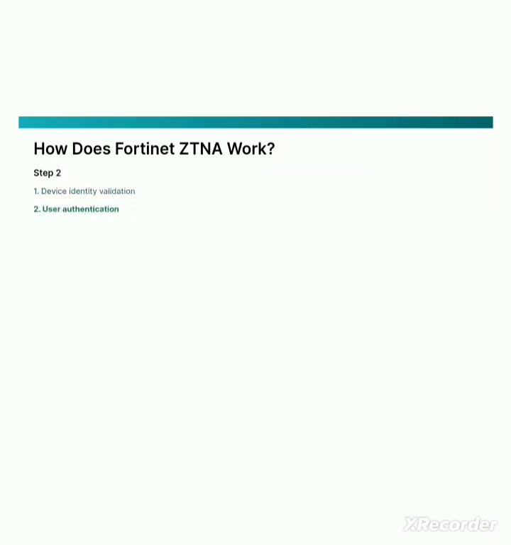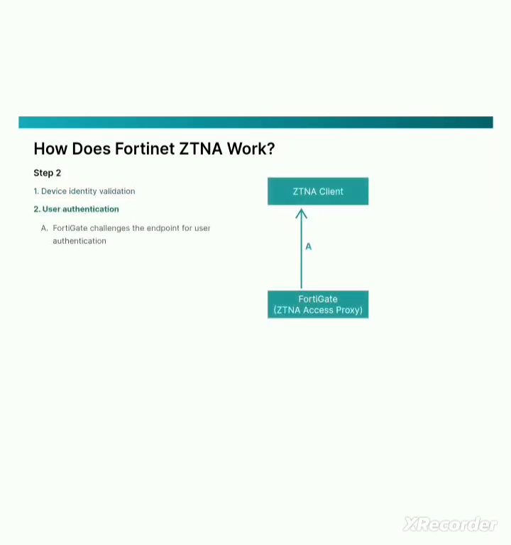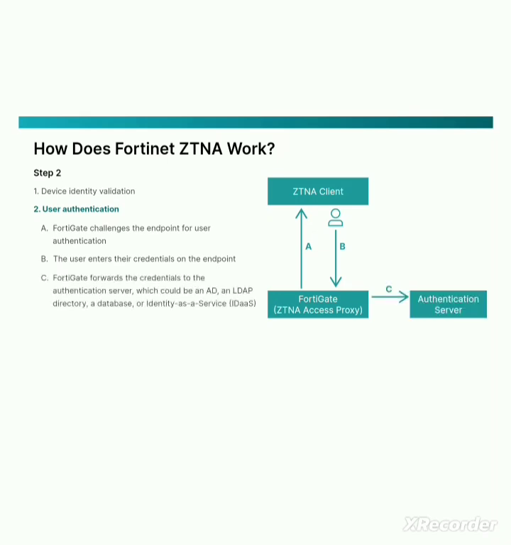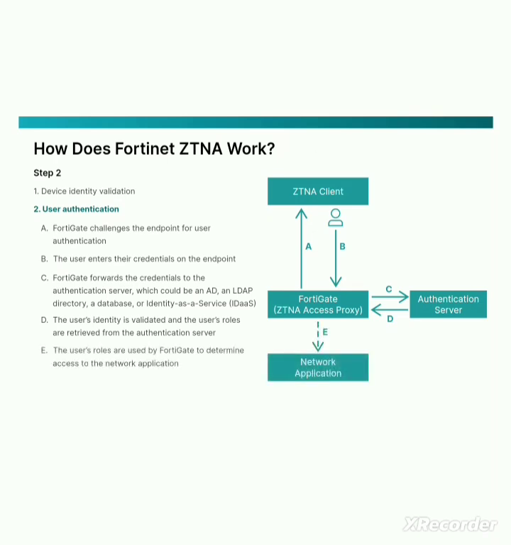FortiGate challenges the endpoint for user authentication. The endpoint prompts the user for their credentials and delivers the credentials to the access proxy. In turn, the access proxy sends the user credentials to the backend for authentication. The authenticating server could be an Active Directory, an LDAP directory, a database, or IDaaS. The ZTNA access proxy retrieves the user's identity along with role information. FortiGate uses the role information to help determine if the user has permission to access the requested network application.